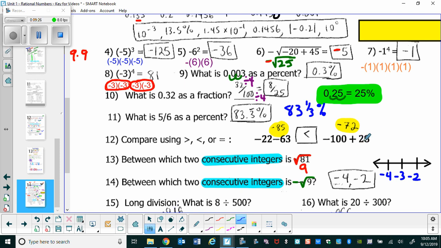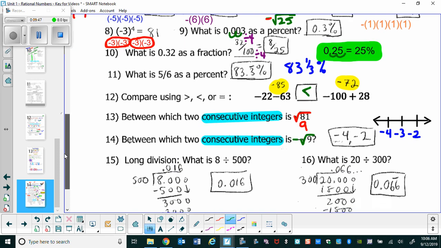Now if you're going to add to a negative number, it could still be negative. It might be positive. If we added 101, for example, that would turn it into positive 1. But here, we're only at a negative 72. And since negative 72 is closer to 0, that one is larger.